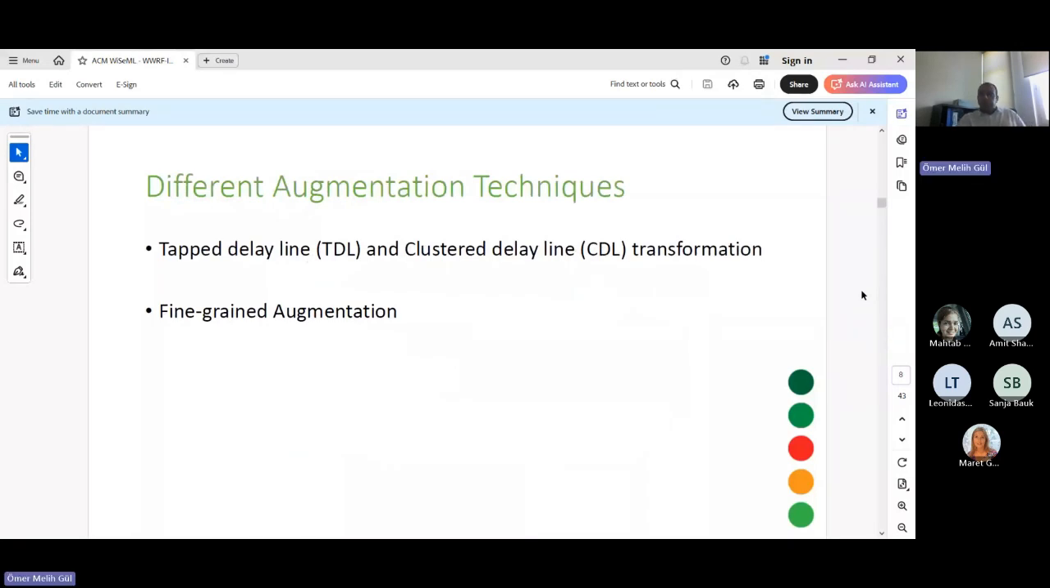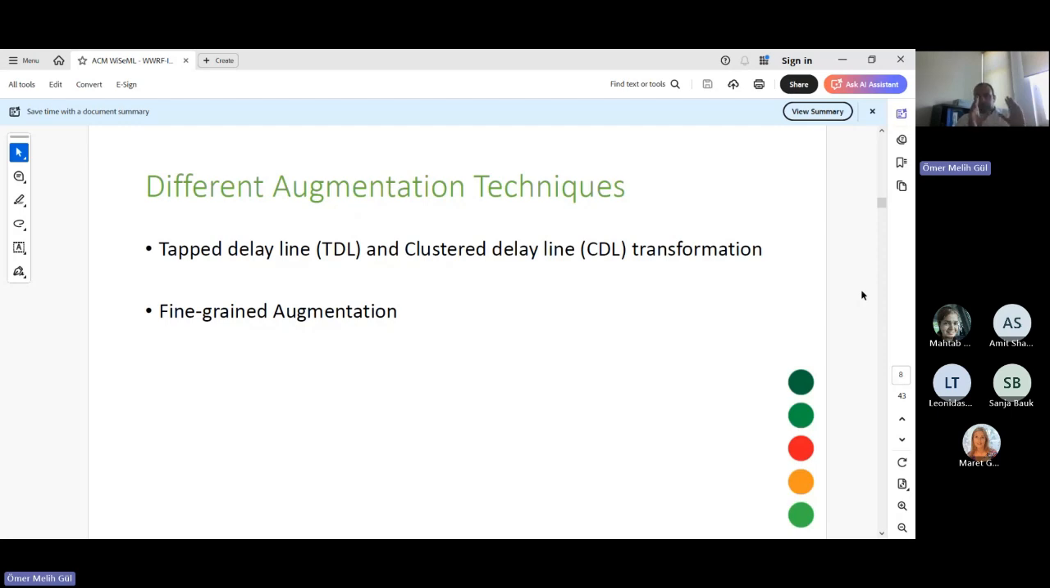Okay, we propose 2 different augmentation techniques. The first one is tap delay line, TDL, and cluster delay line, CDL, transformation. This transformation is the 5G type of transformation, and MATLAB has a very good resemblance or imitation of this transformation.